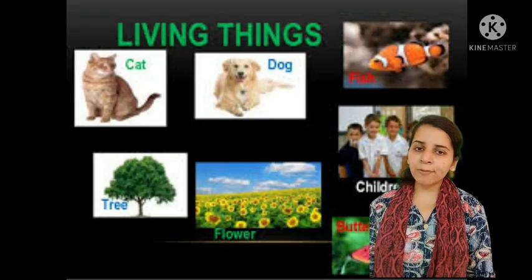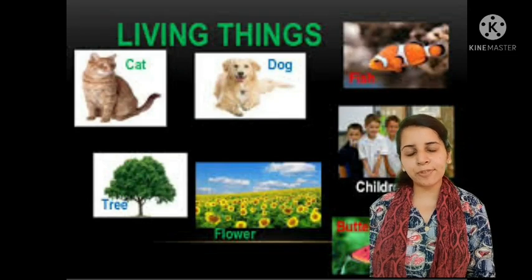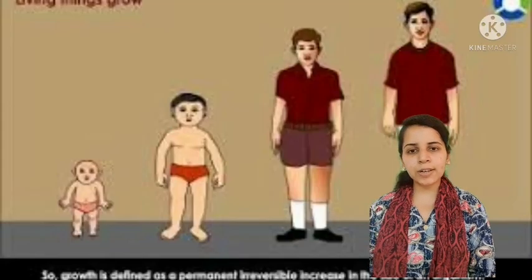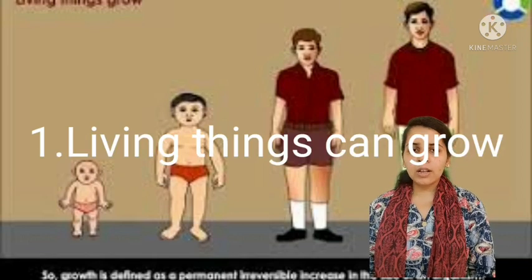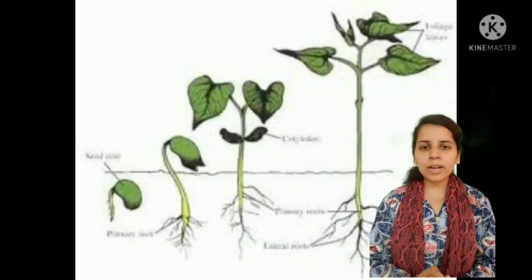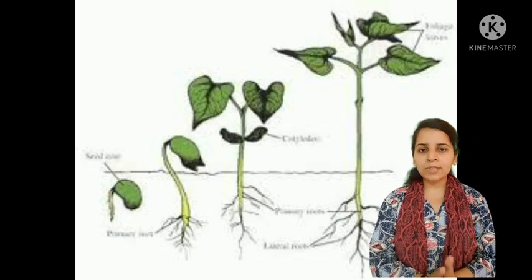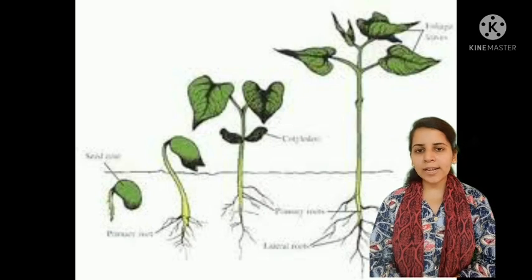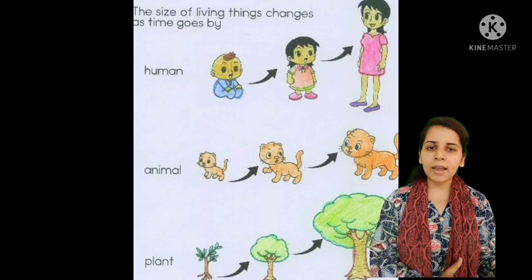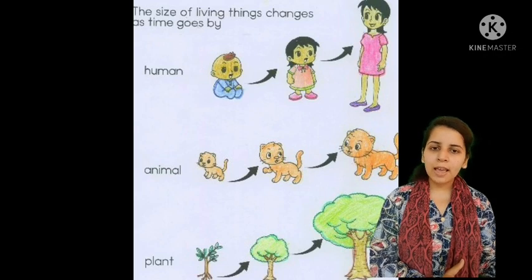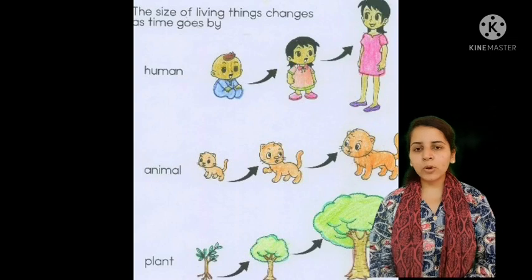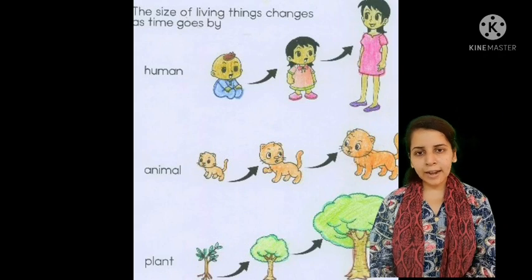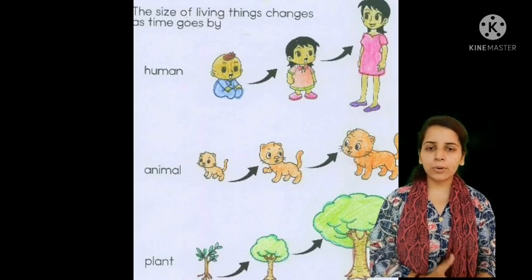Now let's study the features of living things that make them different from non-living things. So what are the features of living things? First one, living things can grow. So students, you have seen when you sow a seed in soil, after some time it will grow into a big plant, right? And a baby child can grow into an adult after some time and then into old age, right? And small animals grow into big animals after some time. So this shows that living things have the capability to grow, right?